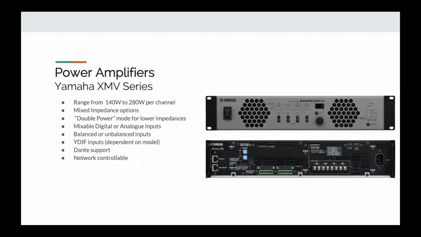The amplifiers support both low impedance and high voltage. That low impedance and high voltage can be mixed across 2 sets of outputs. You can have digital and analog inputs to the amplifier. You can use balanced or unbalanced. You can use YDIF, and they're also Dante. They're also network controllable, should you need to do that, but generally you would do that through the processor.